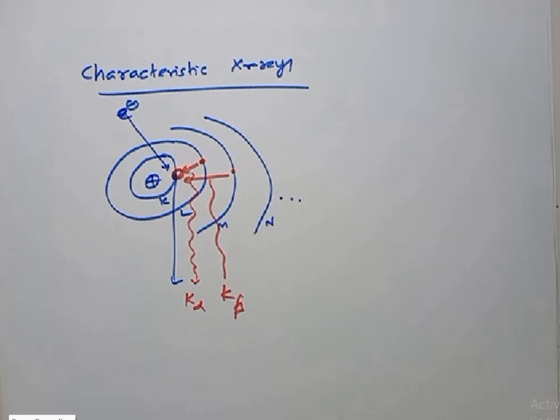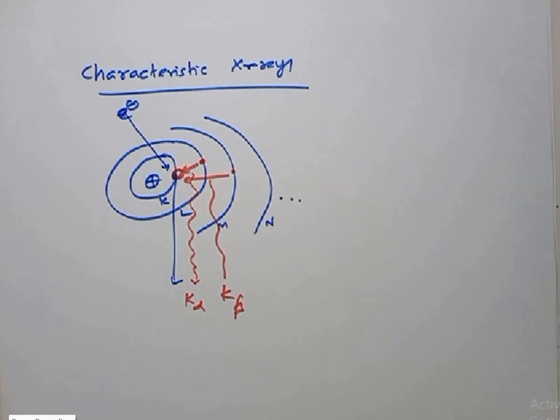Is this clear to all? Listen, among K alpha and K beta, K alpha X-ray has high intensity because the probability of transition is very high. Since K alpha has high intensity, we use K alpha X-rays to study the crystal structure. So we don't want K beta. What to do? We have to filter off K beta and other X-rays.